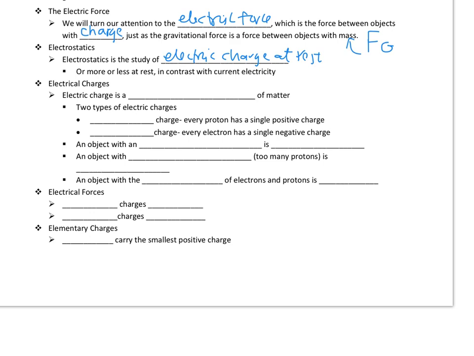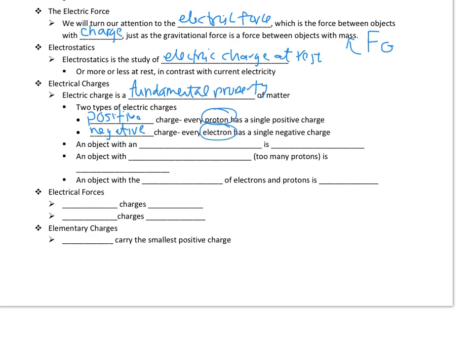So electric charge. Electric charge is a fundamental property of matter. So it means that it's just part of what it is. There are two types of charge. You should know this from hopefully a previous science class. You've got positive and negative. The positive charge comes from the protons, the negative charge comes from electrons.